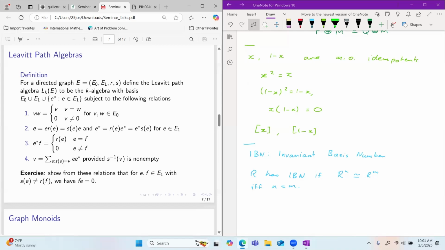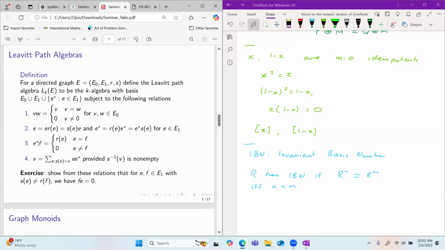Another property is if you have an edge E and you multiply on the front by the range of E or on the back by the source of E, you'll just get E. And you have the same property for your ghost edges, but swapped around. So you can think of your ghost edges as going in the opposite direction if you're familiar with the idea of what a path algebra is.